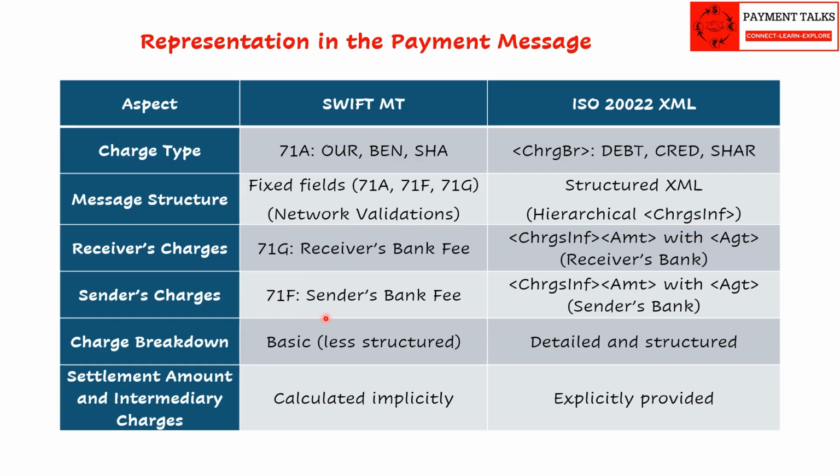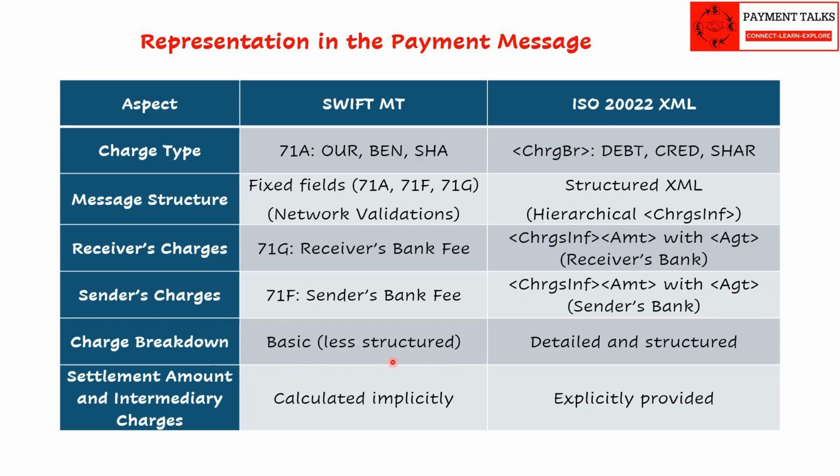71F is not allowed when the charge code is OUR, and it is optional when the charge code is SHA. But 71F is mandatory when the charge code is BEN, and rightly so. As the charges are taken from the payment amount, the sender bank is obligated to inform the amount of charges that are taken for transparency purposes. In ISO, the charges are mentioned in structured XML hierarchical format in the XML tag charges information. Whenever the amount is deducted from the payment proceeds, it is mandatory for the agent processing the payment to mention the charge amount and its BIC information for transparency purposes.